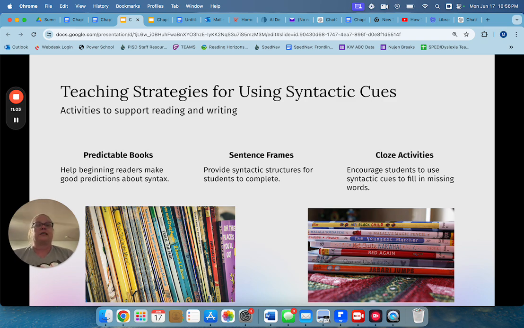And then the last one is the cloze activity. These are encouraging students to use syntactic cues within their readings, or syntactic cues actually within the sentence, to fill in missing words. You may be giving them a word bank to go with that. There are various different ways that you can use this. I've seen teachers use cloze activities when it comes to taking notes and things like that. So cloze activities are done in very different ways.